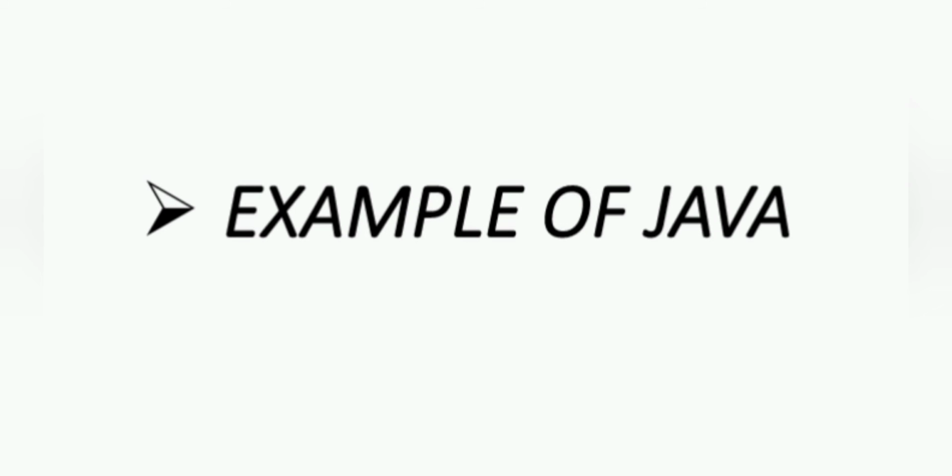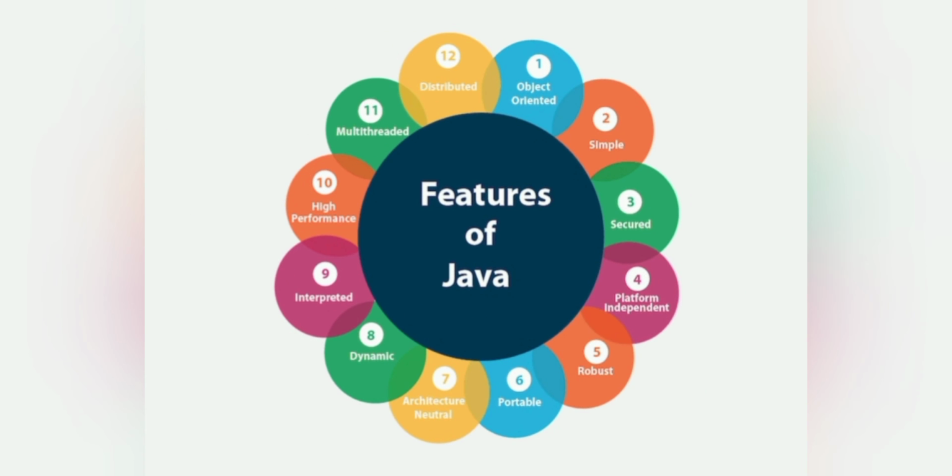Example of Java. Java is a language used all over the world. This is a programming language and it is also used in programs. Some examples of Java are as under. There is a diagram of Java. There are many features of Java. In this diagram there are 12 features. First is object oriented. Java is an example of object oriented, but it is also a feature of Java.